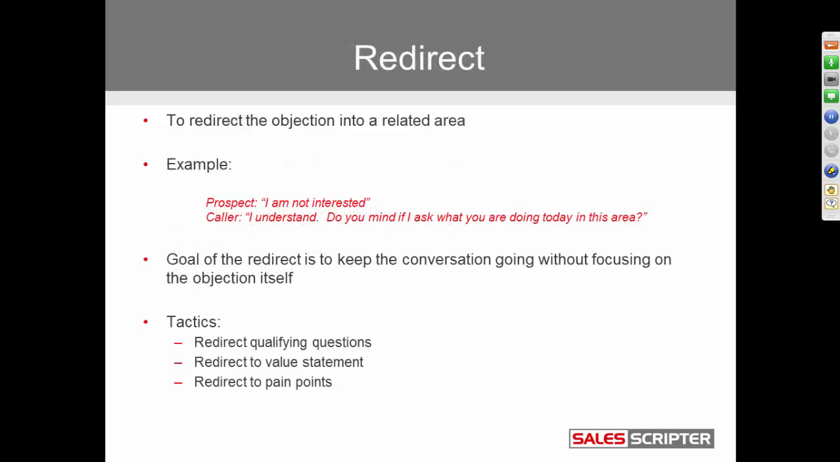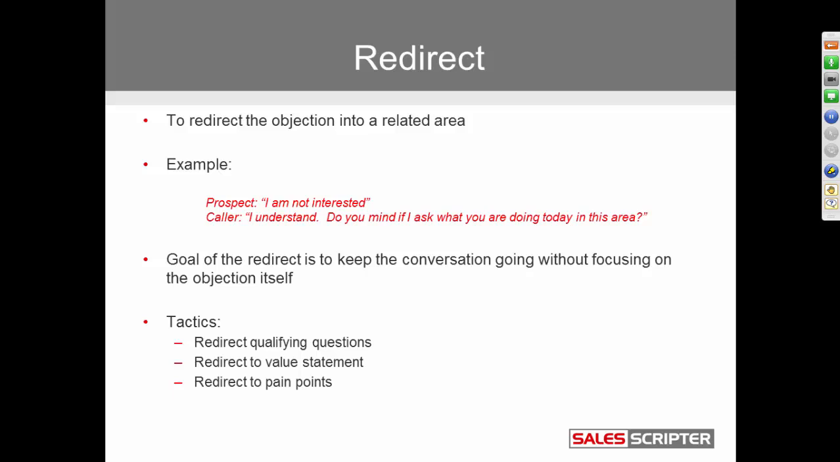The third objection handling option is to redirect. And this is basically, think of it as like a deflection, a segue. We are going to acknowledge the objection, and then we're going to try to redirect the conversation into a different area. Most likely it might be a related area, but we're going to try to get away from directly talking about that and trying to challenge and overcome that objection.